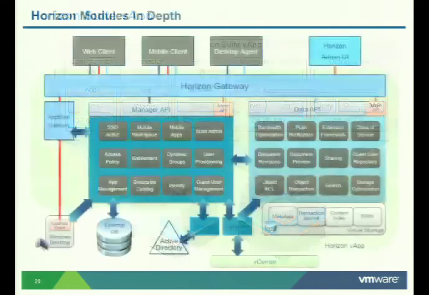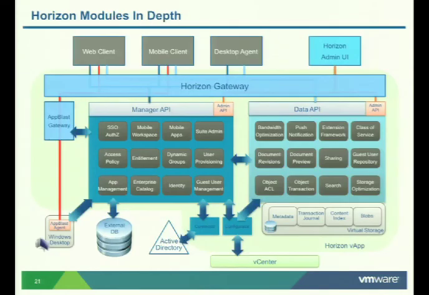So this is a slightly different view of the same 5 VMs, but now exploded into their parts. The Horizon Gateway is basically the proxy. You see all the various clients above that. So all of the routing to the backend servers is done through the gateway. The manager API, the manager server, and then the data server are the 2 other VMs, and you can see all those components. And JJ had walked through the data ones in detail.